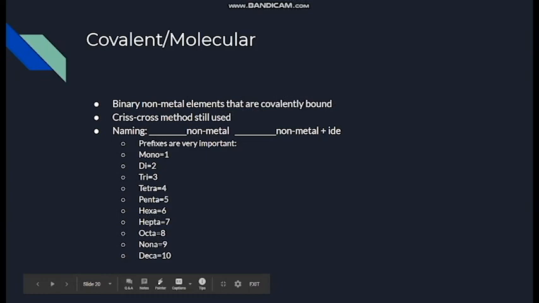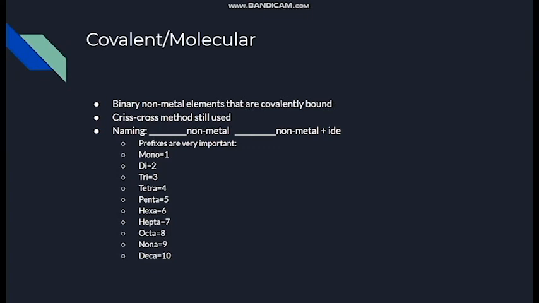Mono represents one atom, di represents two, tri represents three, tetra 4, penta 5, hexa 6, hepta 7, octa 8, nona 9, and deca 10. These prefixes are how we will indicate the number of atoms present for each element, for each nonmetal within a covalent compound.